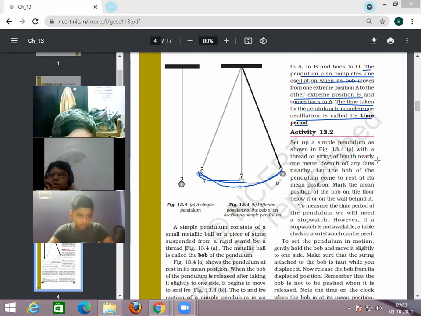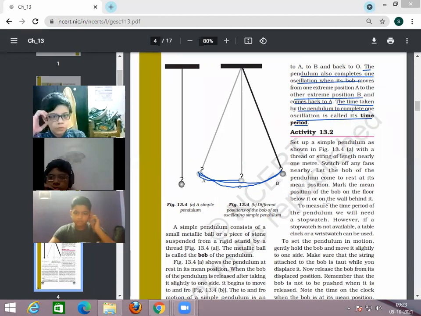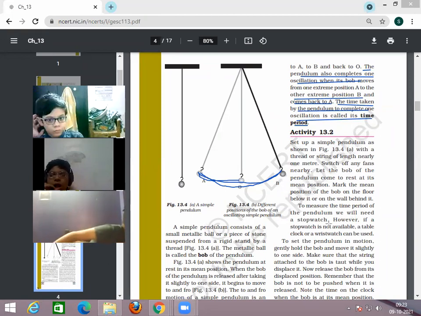Set up a simple pendulum as shown in figure 13.4, with a thread or string of length nearly 1 meter. Switch off any fans nearby. Let the bob of the pendulum come to rest at its mean position. Mark the mean position of the bob on the floor below it or on the wall behind it. To measure the time period of the pendulum, we will need a stopwatch. However, if a stopwatch is not available, a table clock or a wristwatch can be used.